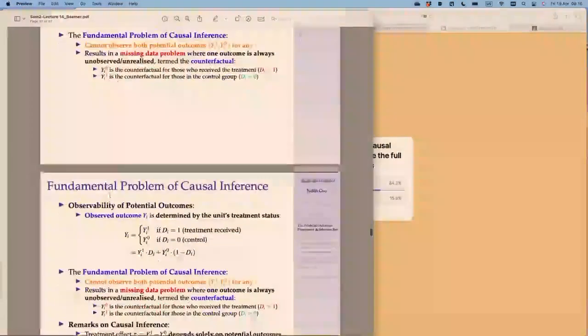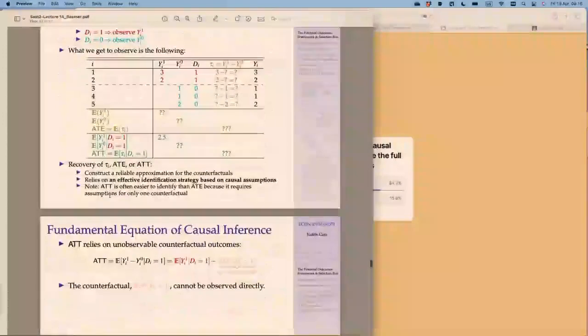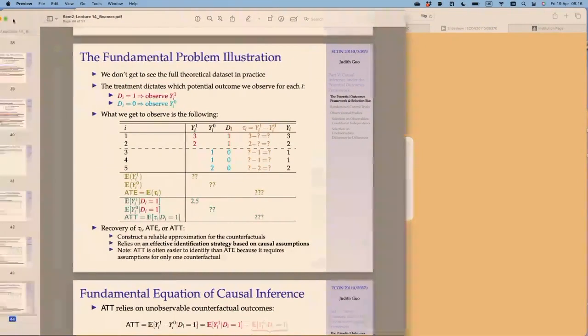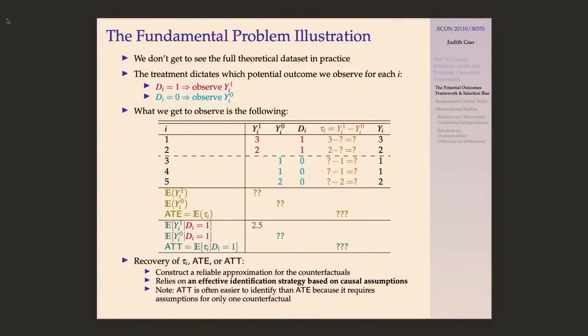Okay, remember where we stopped on Monday. Given someone is treated, D_i being 1, we only observe the potential outcome with the superscript that matches your treatment status. So for D_i being 1, we only observe the potential outcome Y1. Likewise, for someone who is not treated, your value D is 0, so we only observe the potential outcome Y0. We never observe Y1 for those who are not treated, and we never observe Y0 for those who are treated.